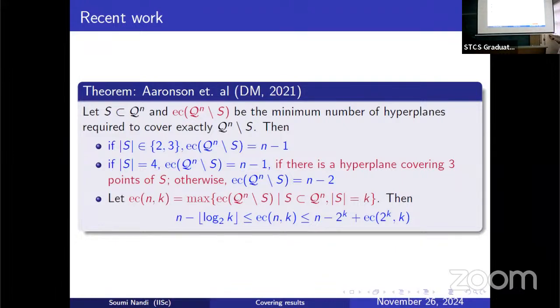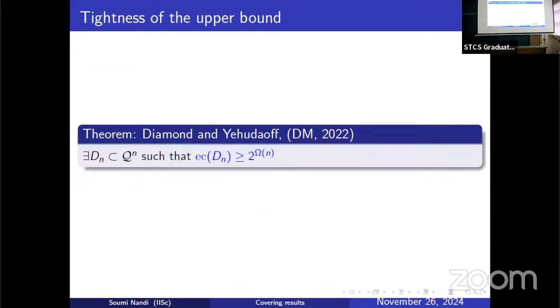In this result, this upper bound, they did not give any subset for which this upper bound will be reached. But then Diamond and Füredi give a construction for subsets which will require exponentially many hyperplanes.